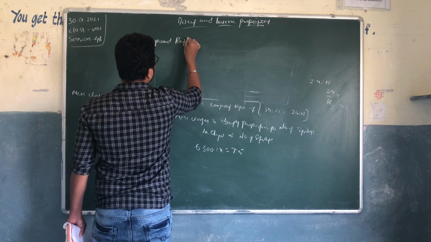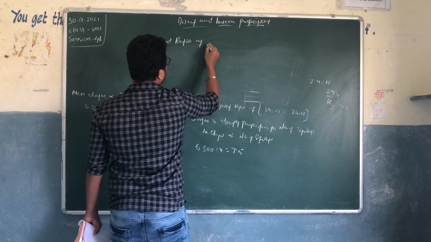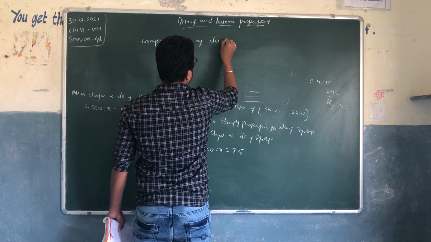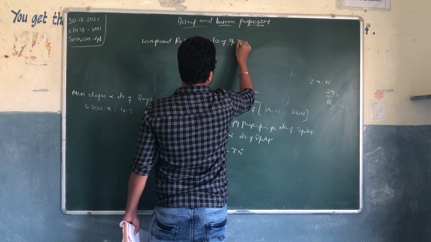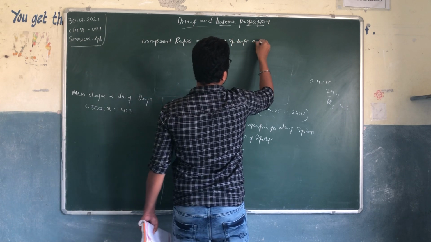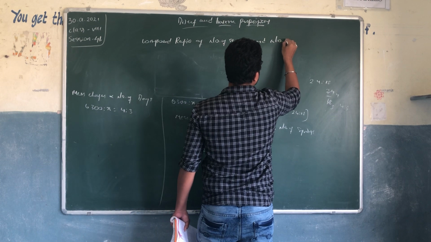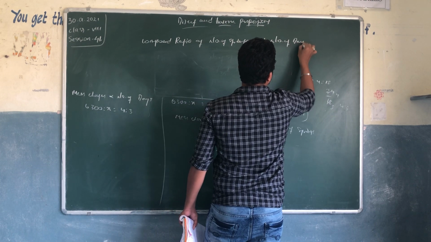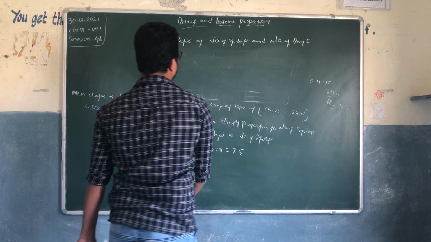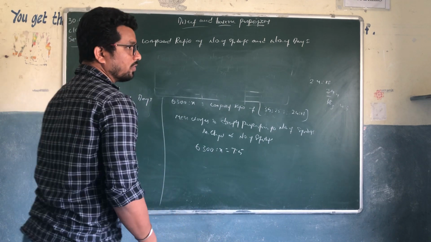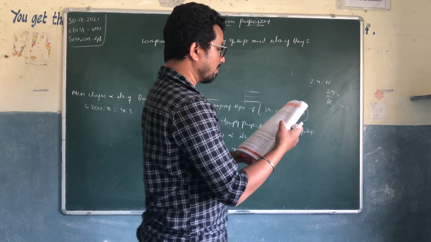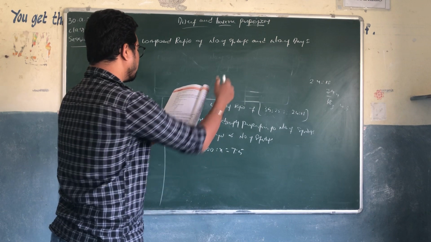Compound ratio of number of students and number of days, okay.